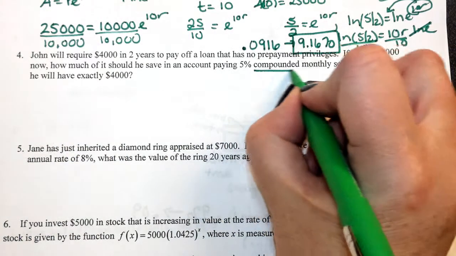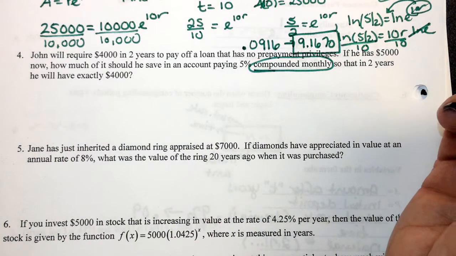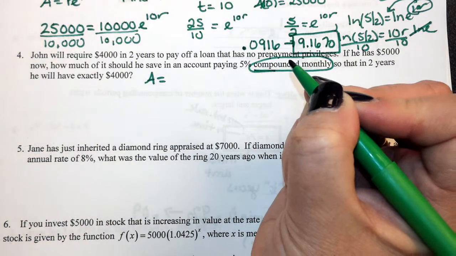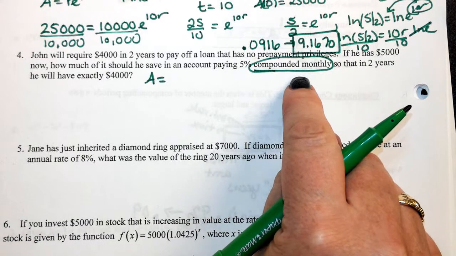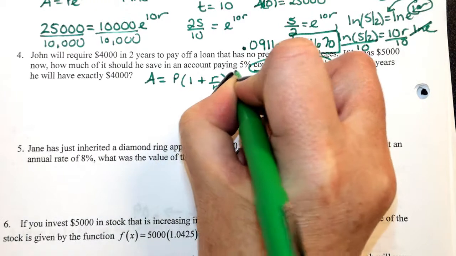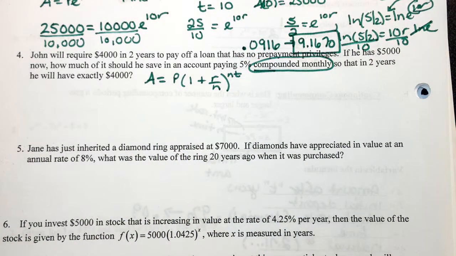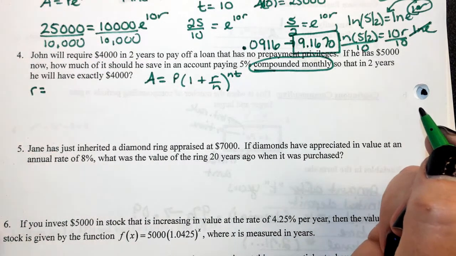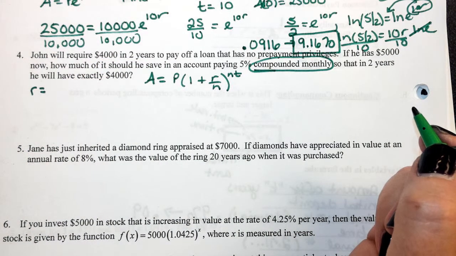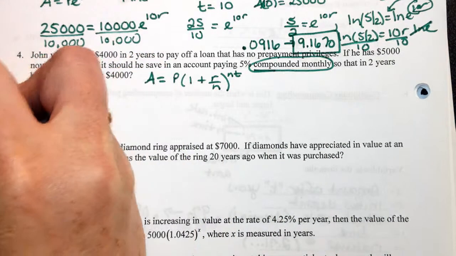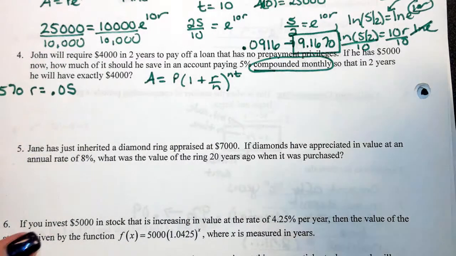Well, they're telling me I'm compounding monthly. Am I going to be using my PERT formula? No. So always identify the formula that's going to be applicable. It all goes down to what the compounding is going to be. So P times 1 plus R over N raised to the N times T. So let's see what they're telling me. What's my interest rate in the problem? 0.05 or 5%. So 5% as a decimal, remember, is 0.05.